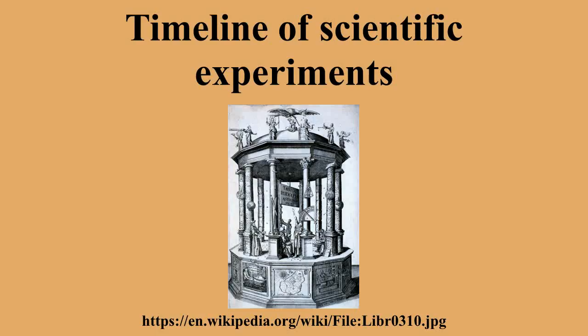1955: Clyde L. Cowan and Frederick Reines confirm the existence of the neutrino in the Cowan-Reines neutrino experiment. 1958: The Meselson-Stahl experiment proves that DNA replication is semi-conservative. 1960: B.F. Skinner's demonstrations of operant conditioning. 1961: Crick, Brenner et al. experiment. 1961: Nirenberg and Matthaei experiment. 1964: Nirenberg and Leder experiment.